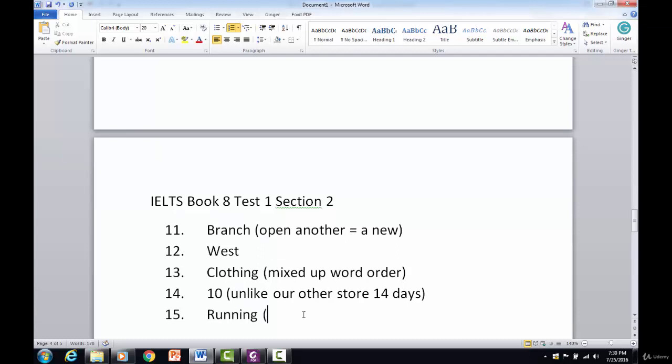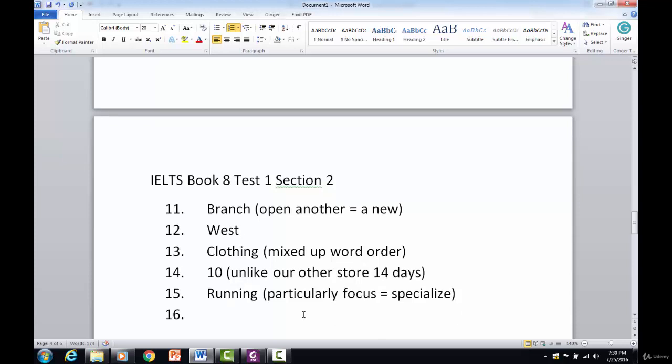Number 15 was running. And the particularly focus is a synonym for saying specialize. I'm going to use the American spelling of specialize. I know they have the British spelling with an S. Number 16 was bags. And they said dedicated to, which is the same thing as saying just sales.